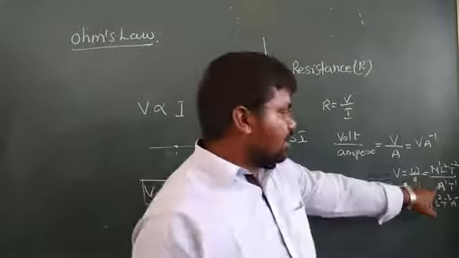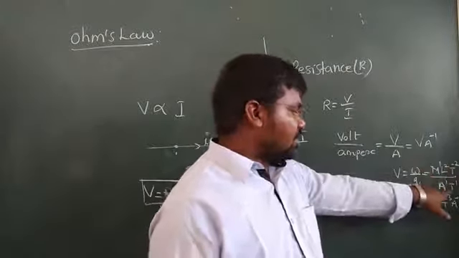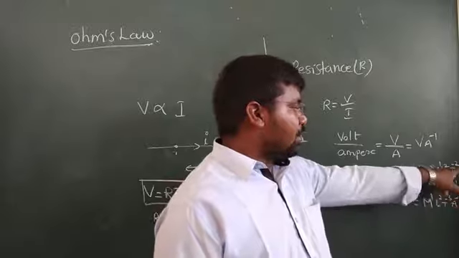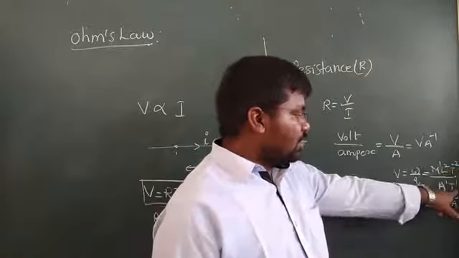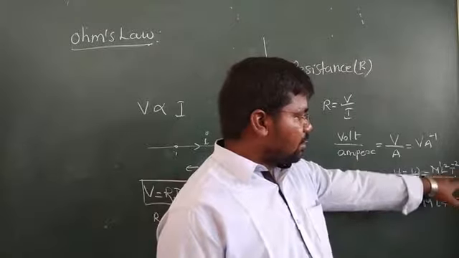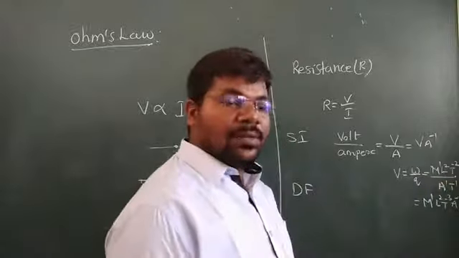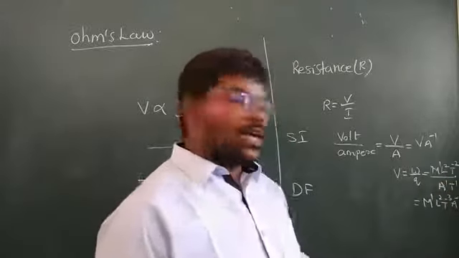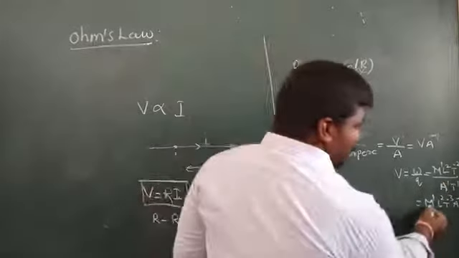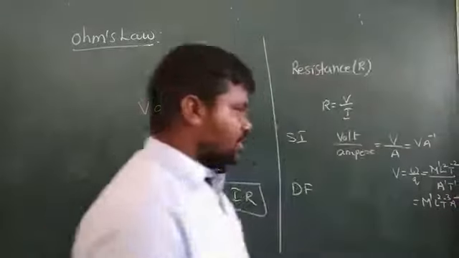A we can take in the numerator, A power minus 1 will come. T power minus 2 is there. Again T power 1 we can consider in the numerator, T power minus 1 will come. Minus 2, minus 1, minus 3. That's why M power 1, L power 2, T power minus 3, A power minus 1.